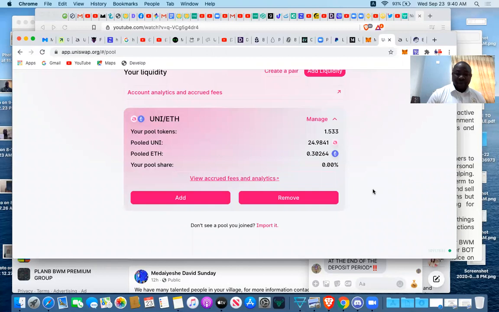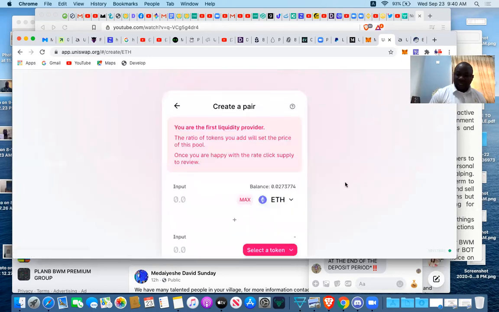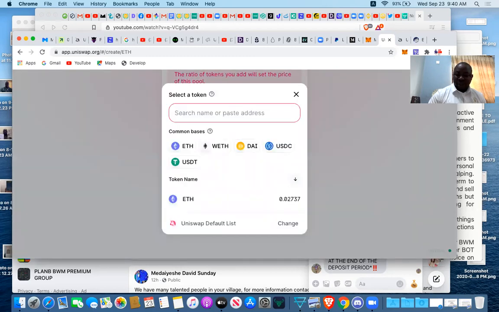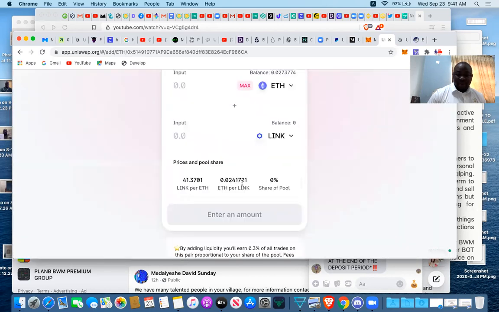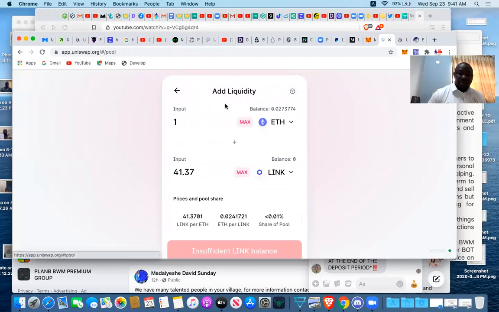It's very simple, okay? It's not having any problem, so you don't have any issues. I was thinking it's technical, but it's not technical. If you say create pairs, that means there's a pair that's not there and you want to create it. So you can say, I want to create Ethereum Chainlink. I want to be the provider of my own. So I'm creating a pair, Ethereum Chainlink. You can now add up to it, and one Ethereum will now be 41.7037 Chainlink. If I want to do that, I can go ahead and add up, and that's liquidity provider. Very simple.